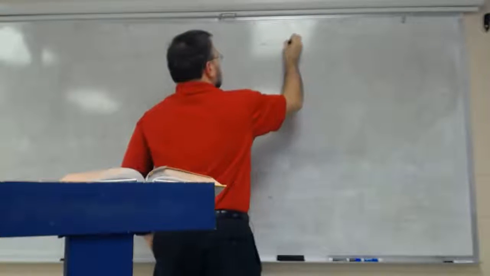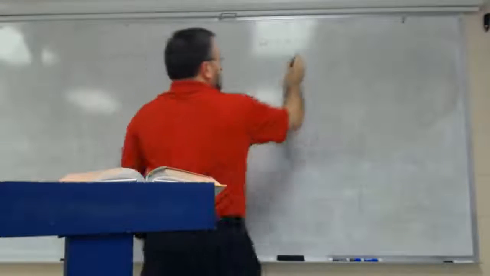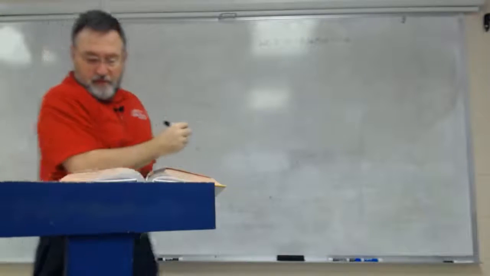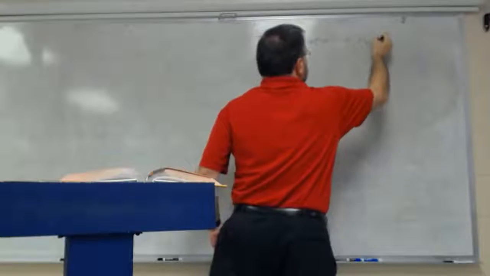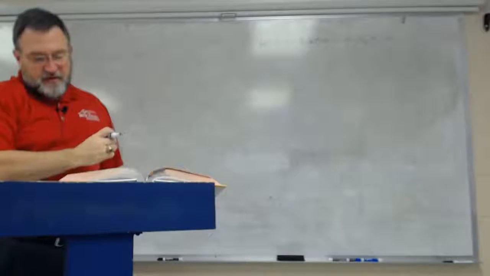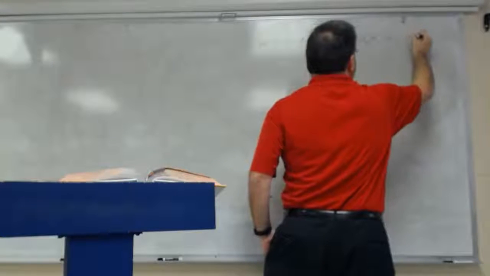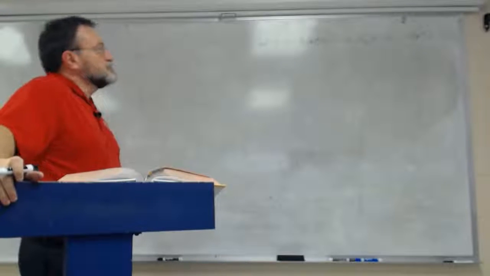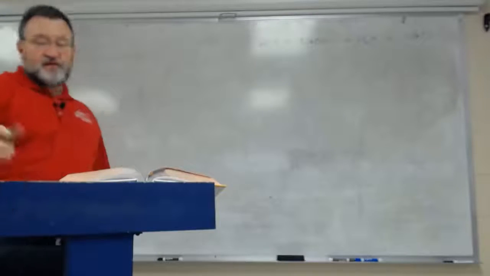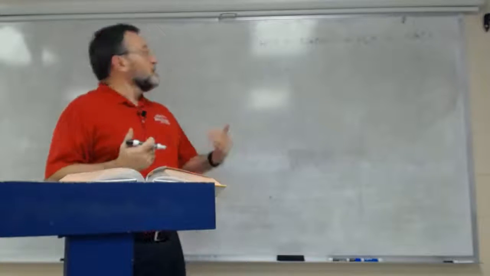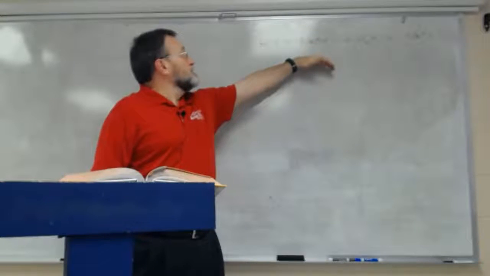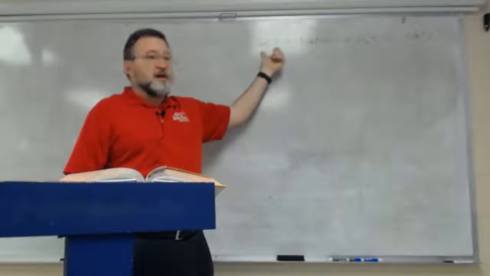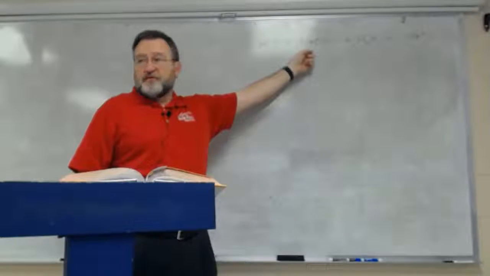HCl plus NaOH gives H2O and sodium chloride. First thing I'm going to do, I've got 2 molecules. This is a covalent molecule, isn't it? Both nonmetals. This is an ionic molecule.